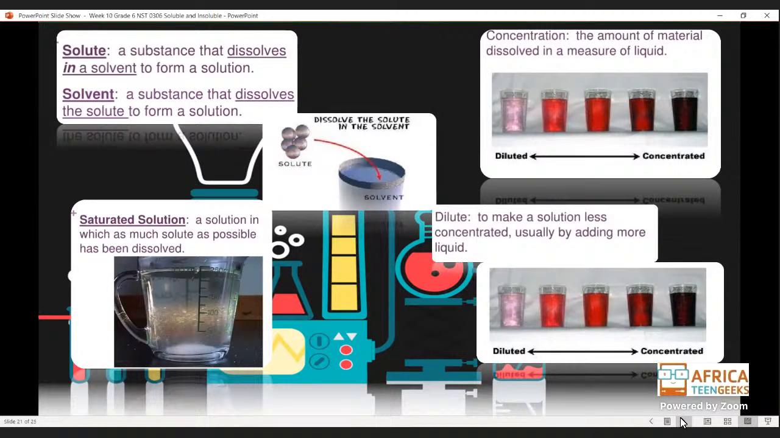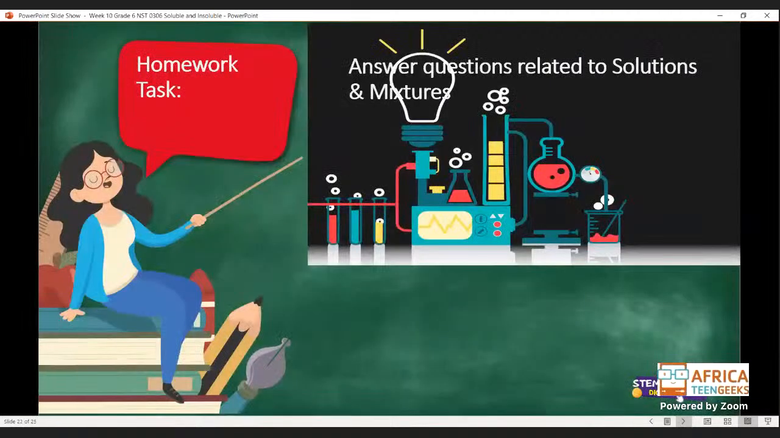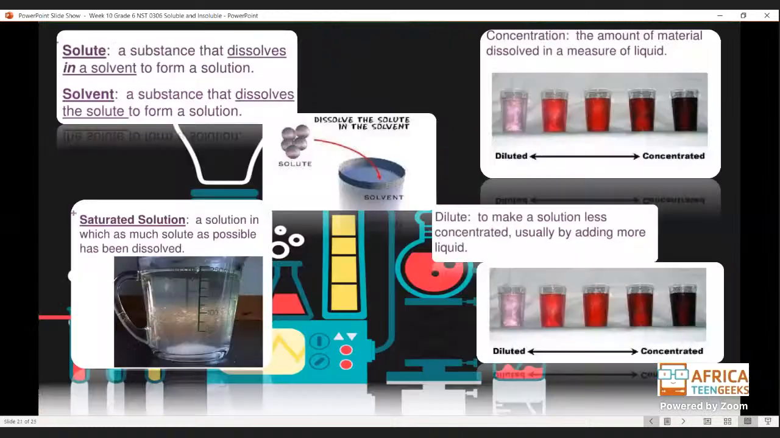I just want to check if there is another slide quickly. Okay, no. All right. Yeah, this is the last slide. The dilute and concentrated we touched on today. So just make sure that you have a good understanding of what that is as well.